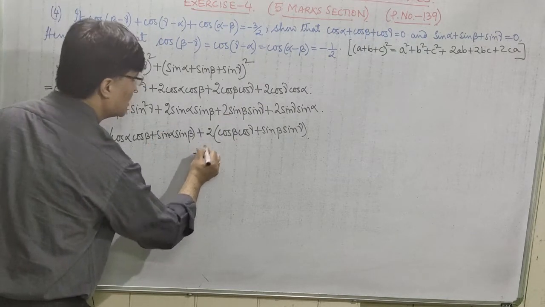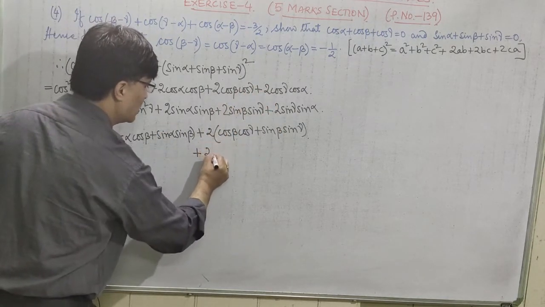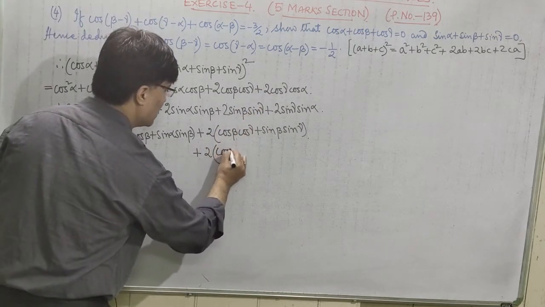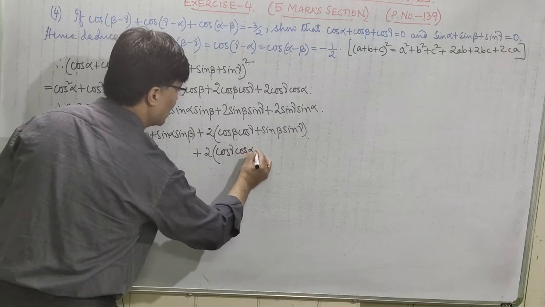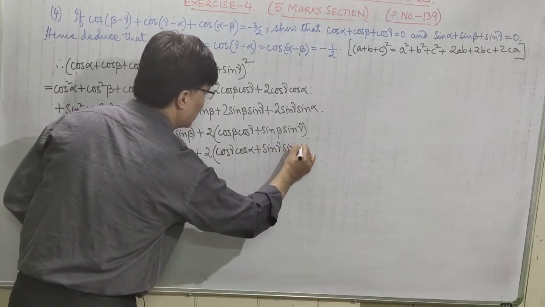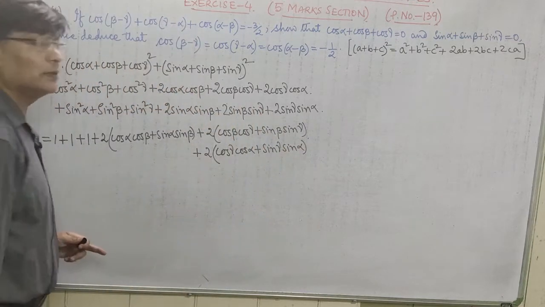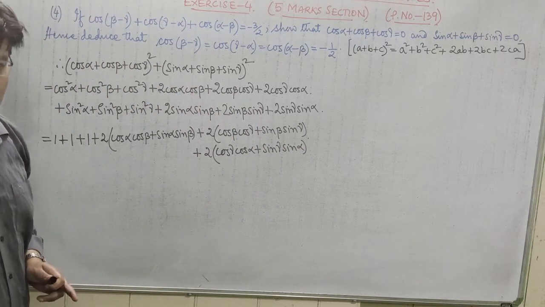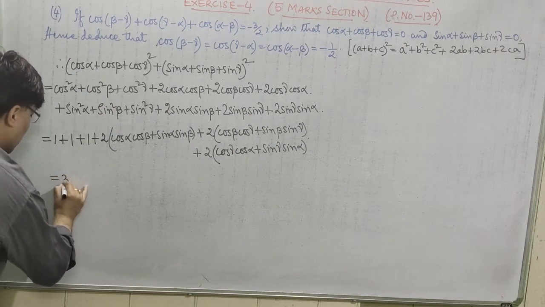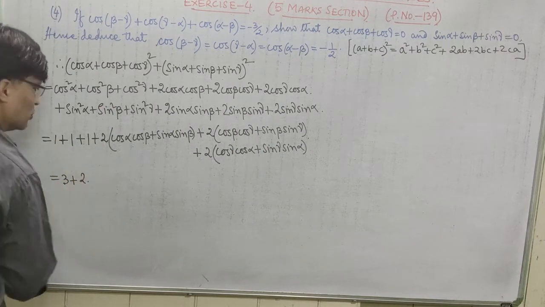Plus again, what is common here? 2 is common. Within the bracket we have cos gamma cos alpha plus sin gamma sin alpha. So I think you have understood it. So 1 plus 1 plus 1 is 3, plus 2 into.